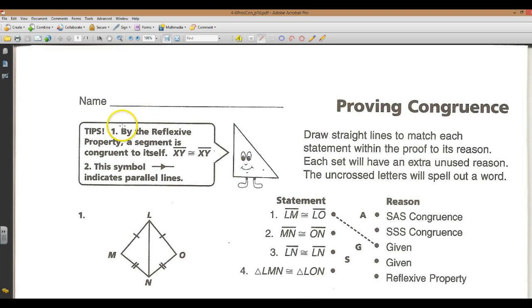So some tips over here. First, by the reflexive property, a segment is congruent to itself. So anytime two triangles share a side, we mark that by the reflexive property. And also you should know that this symbol indicates parallel lines.